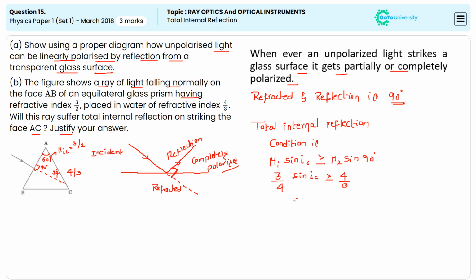Okay, then sine IC is equal to 4 times 2 over 3 times 3, that is, the value 3/2. It is not 3/4; it is 3/2. And this becomes 8/9, and the IC value is equal to sine inverse of 8/9, which is approximately 62.7 degrees, which is less than 90 degrees. Then does total internal reflection take place?